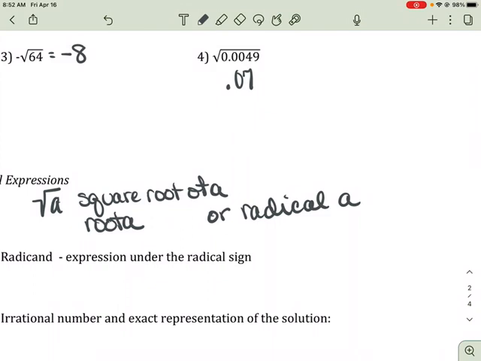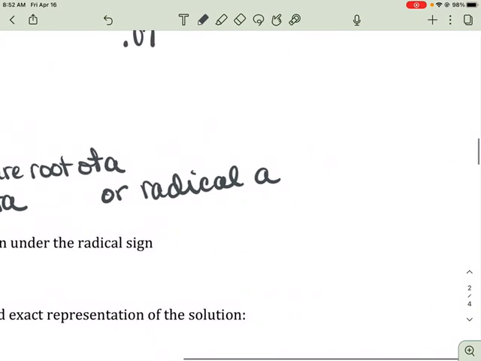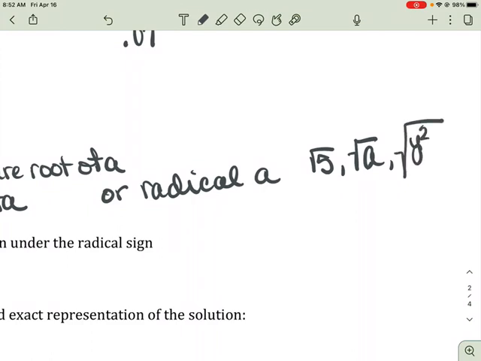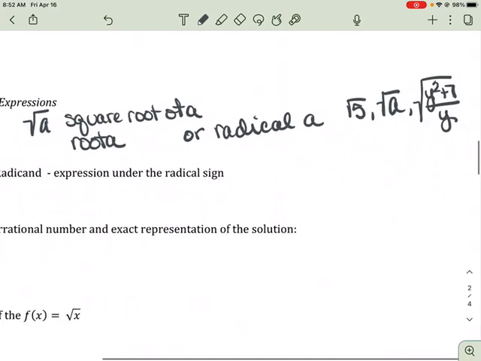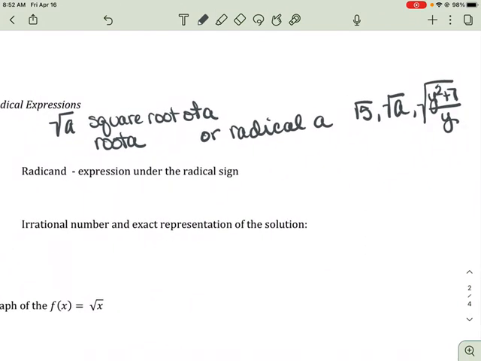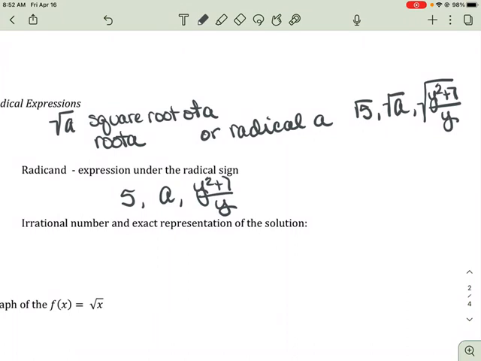Radical expressions can be just the square root of 5, or the square root of a, but you can also have the square root of y squared plus 7, all over y. That's considered a radical expression. What's underneath the radical sign is called the radicand. So in our three examples, 5 is a radicand, a is the radicand, and y squared plus 7 over y is also a radicand.